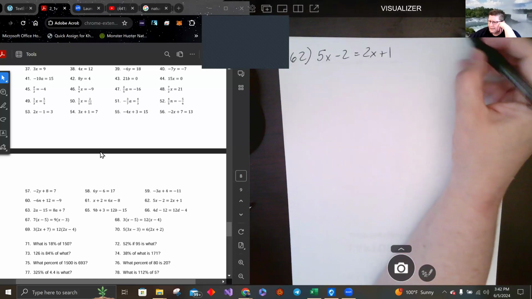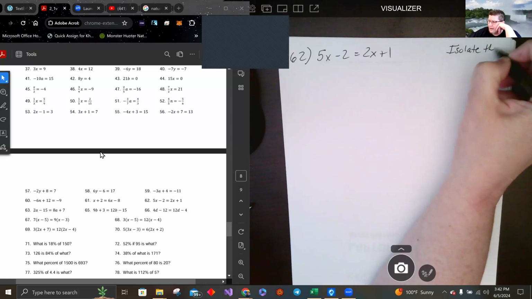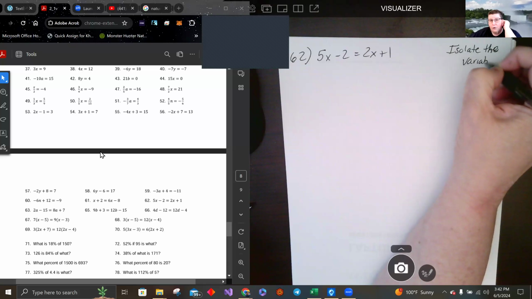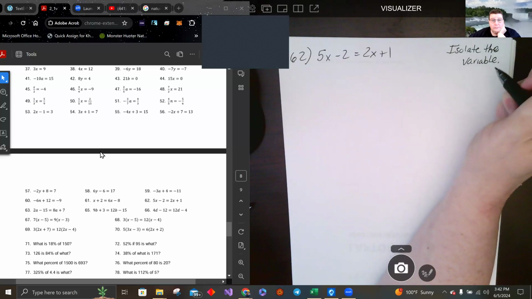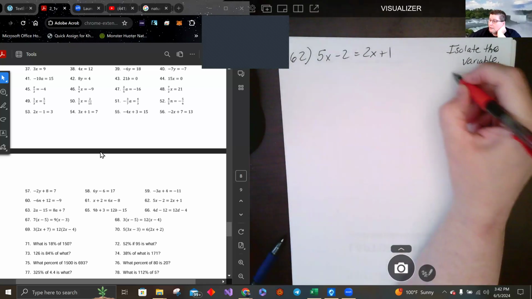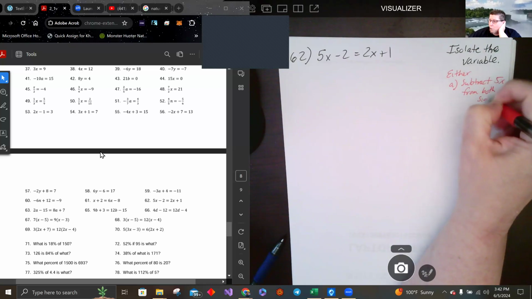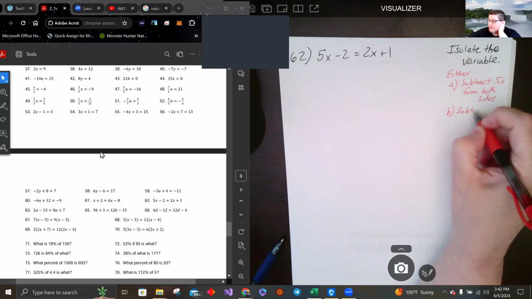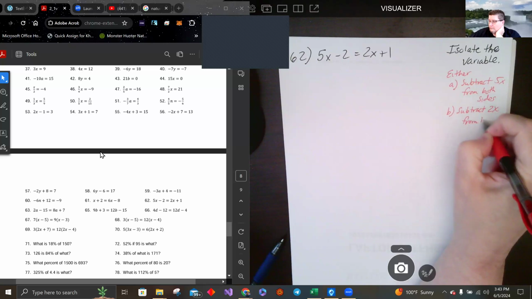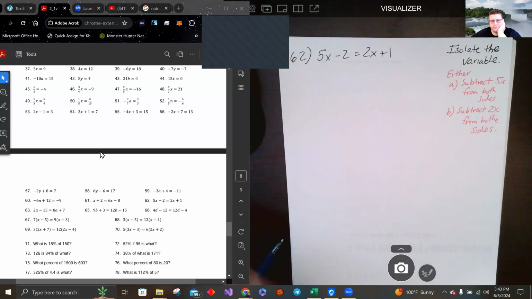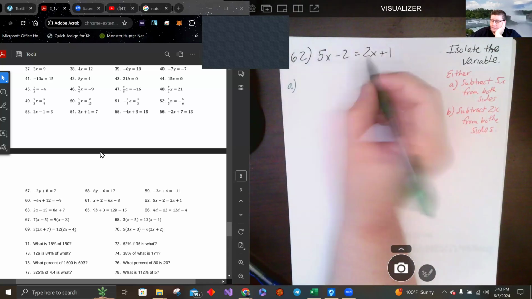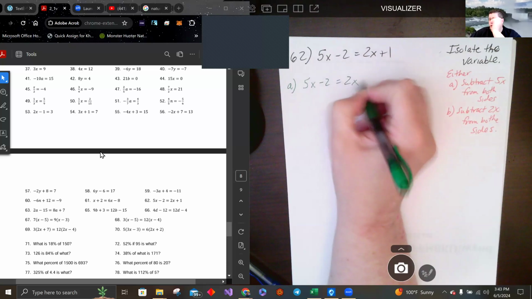All right, so here, remember, isolate the variable. Here we got an issue. The variable is on both sides, and we don't want that. We want it only on one side. So we can either A, subtract 5x from both sides, or B, subtract 2x from both sides. Both work. Let's do A first. And you can choose the pattern that you like the best.